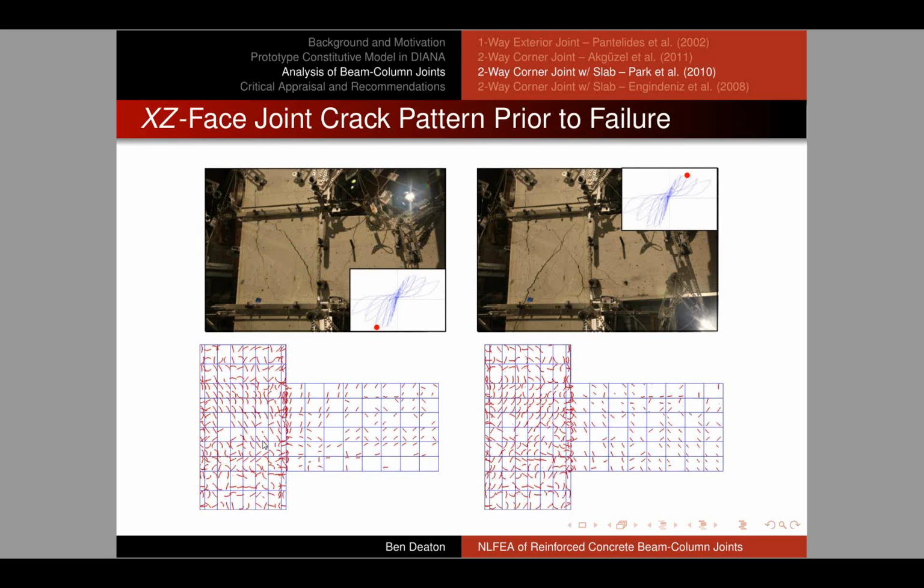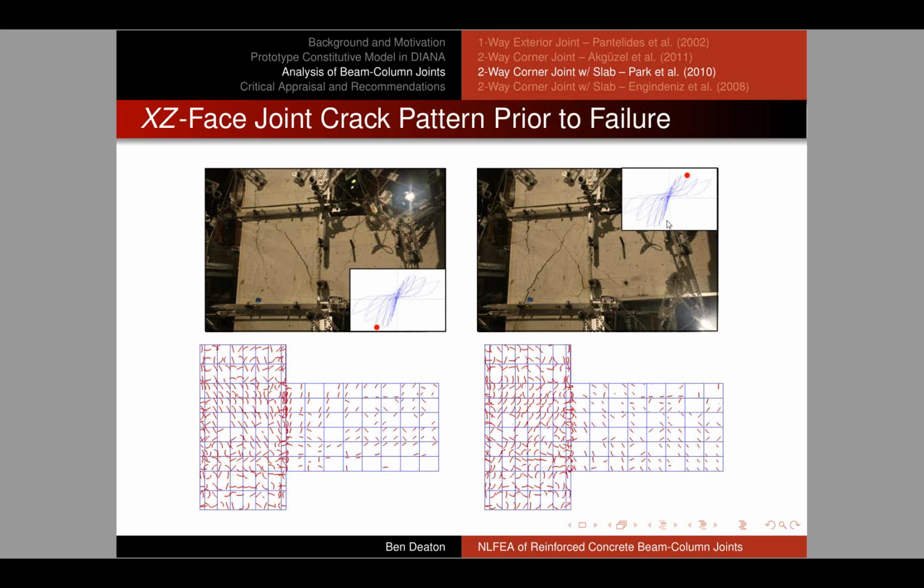And notice that our rotating crack model, if we view the crack pattern, we can see a very good sense of the diagonal cracking in the joint core, which we expect. Also a concentration of damage at the joint face, which we can see in this region in the experiment. You can see this crack coming through here, and you can see another diagonal crack like this.